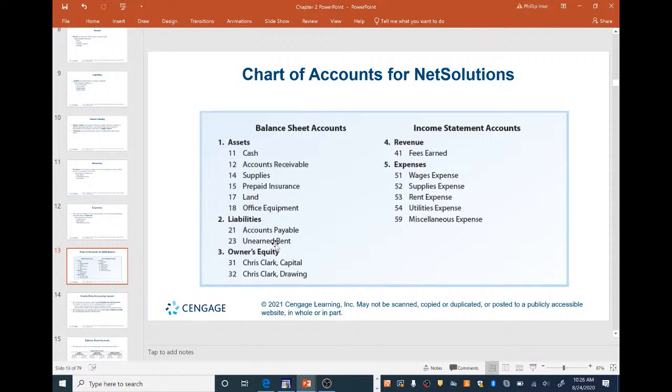So that's it for today. Continue to work on the Chapter 1 and 2 homework and the Chapter 1 and 2 quiz. We'll pick back up with the income statement accounts on the chart of accounts on Wednesday.